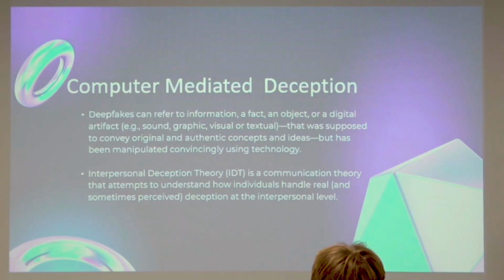We looked at something called the interpersonal deception theory, which is a communication theory that attempts to understand how individuals handle real and sometimes perceived deception at the interpersonal level. The theory breaks down the deceptive process and explains tactics employed, such as falsification, where information is forged or invented, concealment, where truthful elements are taken out, and equivocation, where vague information is used to mislead. The result of these altered images could be that they make us question whether or not what we see and hear is real. This doubt can affect public discussions and the trustworthiness of evidence that are presented in media.